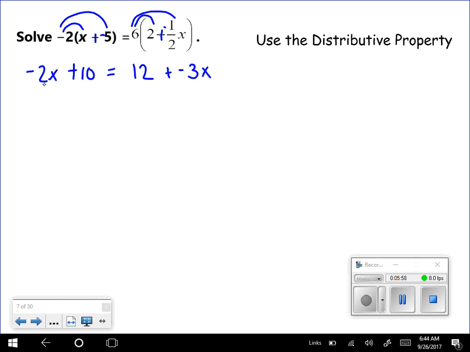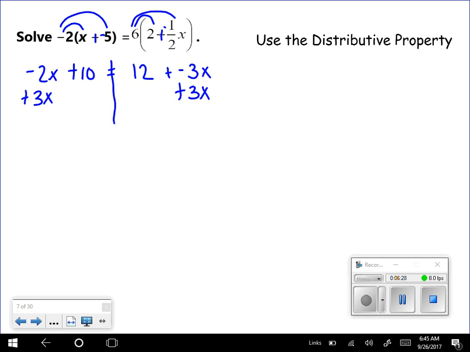So I have a negative 2x over here and a negative 3x over here. Doesn't really matter which way you go here because we have a constant on both sides. So it's kind of up to you. If you want to bring the negative 3x this way, great. If you want to bring the negative 2x this way, great. I'm going to go ahead and do the negative 3x. But either way, as long as you're consistent and as long as you do your math correctly, you'll be right.